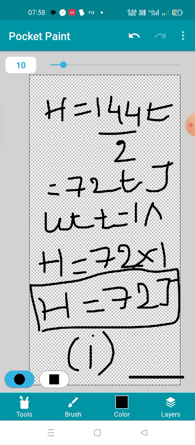Now we have assumed T is equal to 1 second. So we need to assume T is equal to 1 second in the remaining 2 cases as well, so that the comparison will be a fair one.